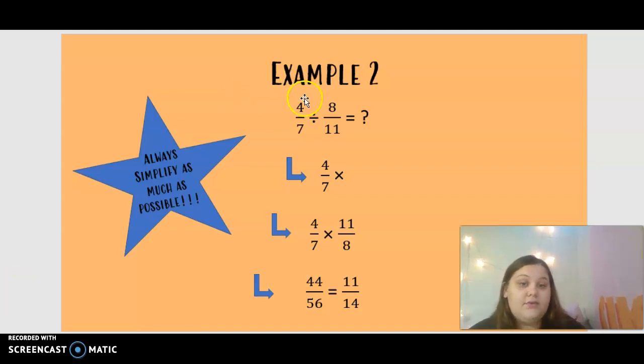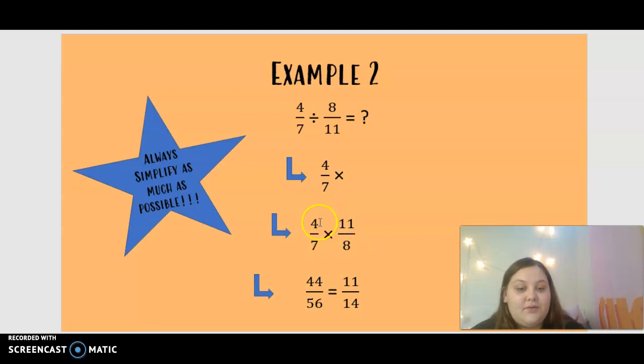So example 2 is 4/7 divided by 8/11, and we're trying to find the quotient. Step 1, keep the left side the same, and step 2 is to change the division sign to a multiplication sign, like we see in this step right here. The third step is to flip 8/11 to 11 over 8. That's the reciprocal. These two are reciprocals. So then our new question is 4/7 times 11 over 8.